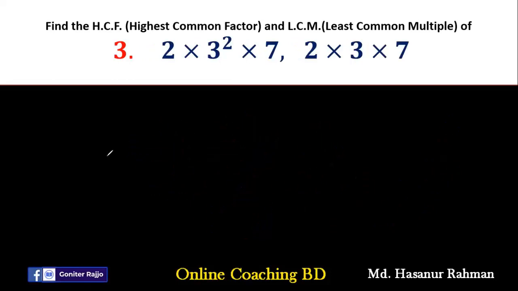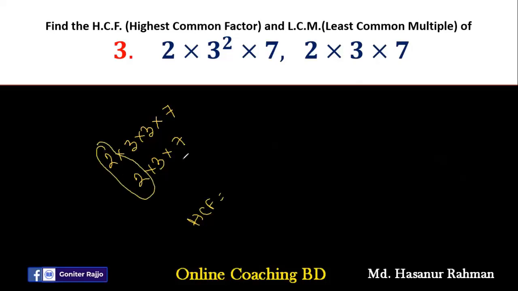Now number 3. Number 3 says 2 multiplied by 3 square multiplied by 7, which represents 3 multiplied by 3 multiplied by 7. Now 2 multiplied by 3 multiplied by 7. So to find out our HCF, we have to take the common factors. So this 2 is common in both numbers. This 3 is also common in both numbers. And this 7 is also common in both numbers. So 3 times 6, 6 times 7 is 42, will be the HCF.